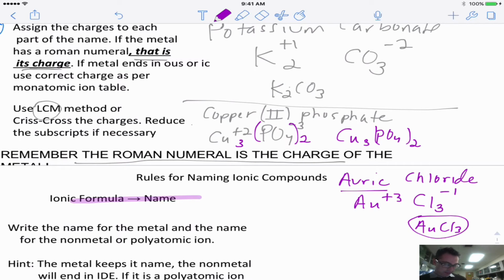Now, if I need to balance them, I'm going to need 3 Cl's, AuCl3. Notice as a final thing about going from name to formula, when I write the formula, I don't include the charges in the end. I leave the charges out. I just have the subscripts.